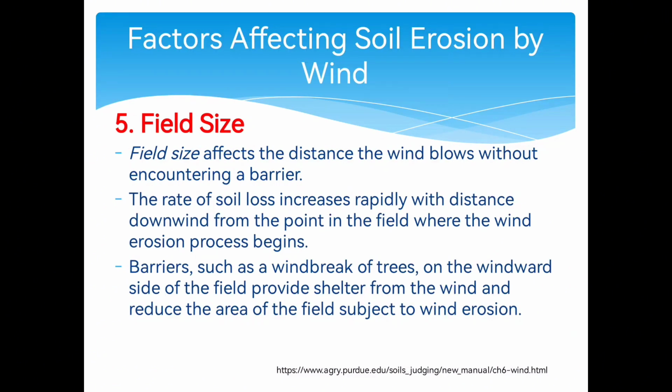Kasi field size affects the distance the wind blows without encountering a barrier. And the rate of soil loss increases rapidly with distance downwind from the point in the field where the wind erosion process begins. That's why it's very important sa mga field size natin may mga windbreak of trees. Kasi normally, di ba, nagtatanim na ng mga punong kahoy sa mga perimeters. So, those trees serve as windbreaks on the windward side of the field, provide shelter from the wind, and reduce the area of the field subject to wind erosion.